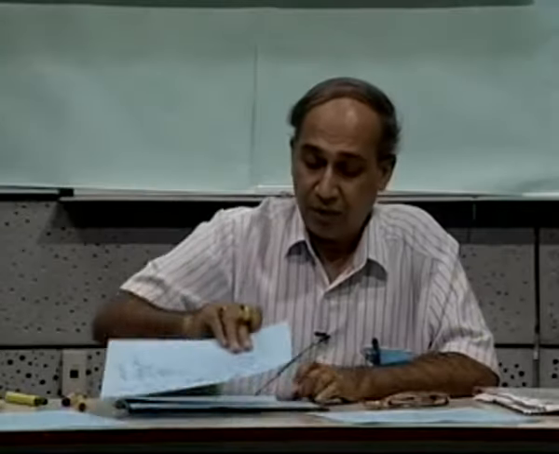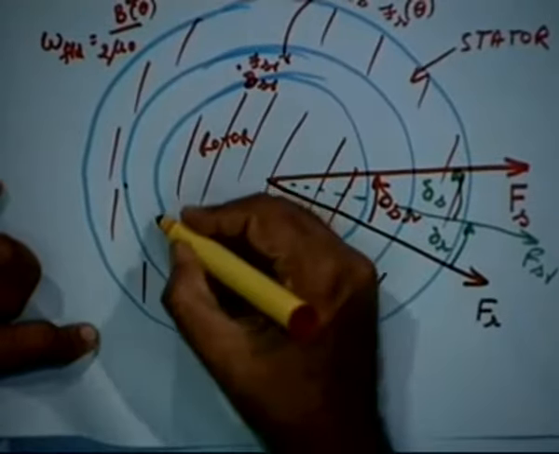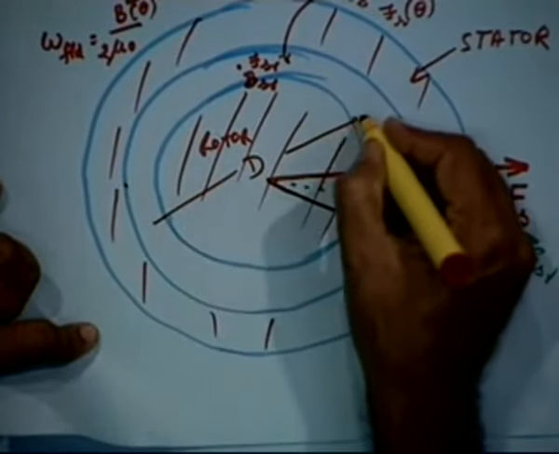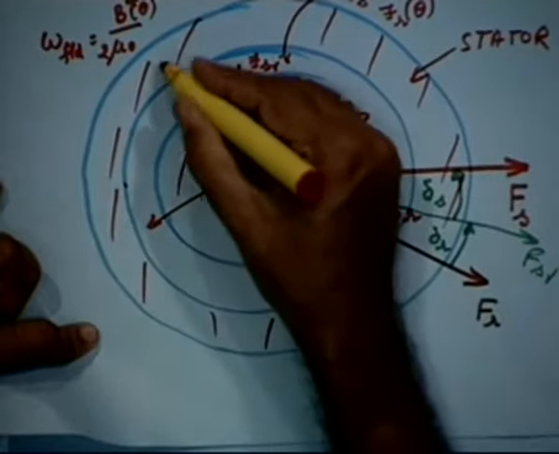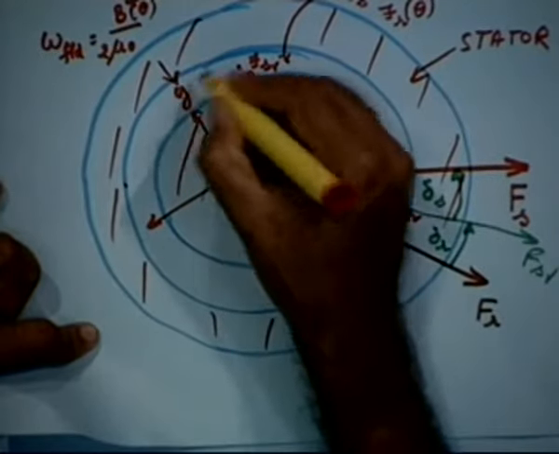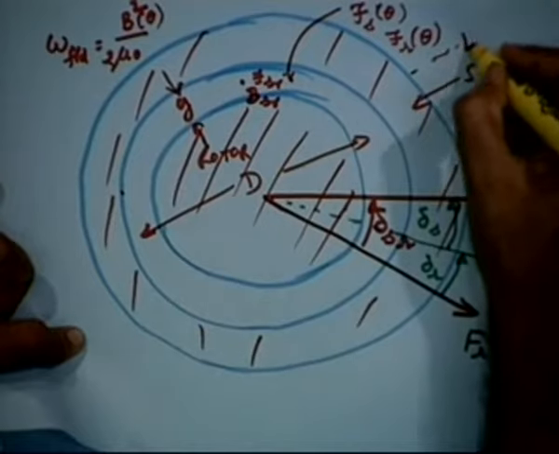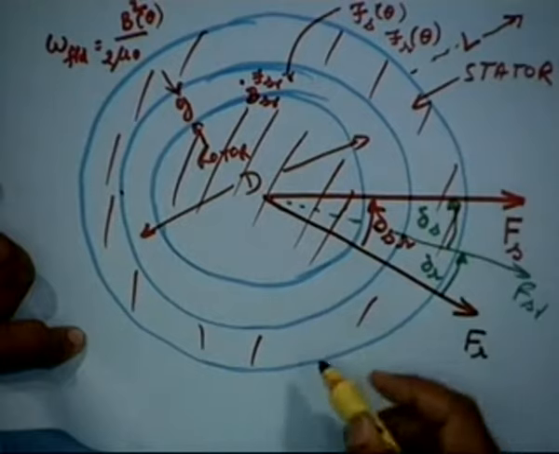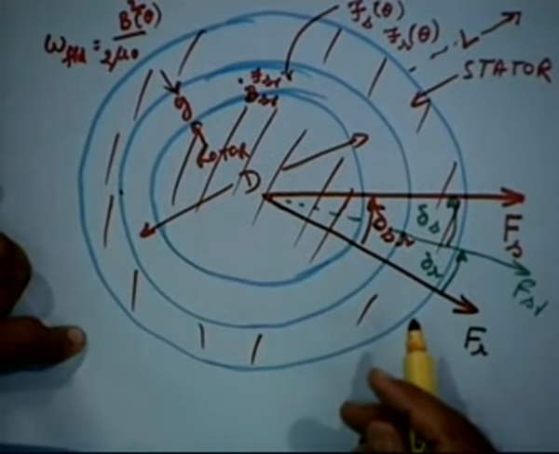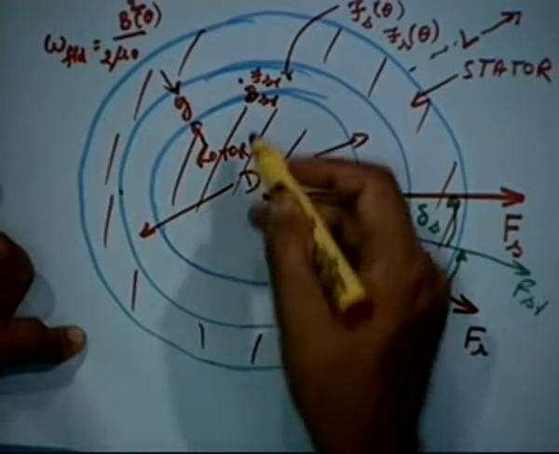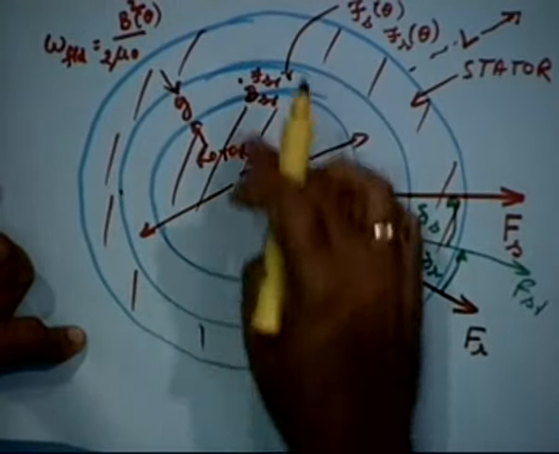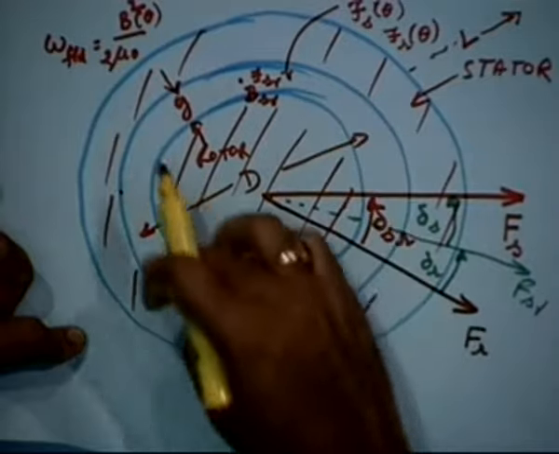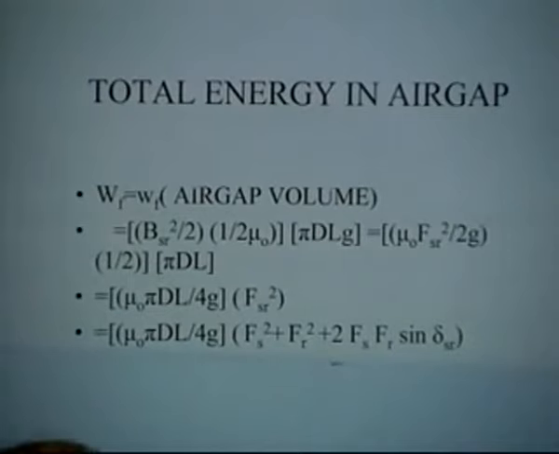That means if I go back here, this will be D mean and this will be g, and somewhere L will be perpendicular to the paper. That will extend the length of the machine. L is the length of the machine, D is the diameter at the air gap, and g is the length of the gap. So we know this is the volume. We are doing very simple geometrical things. Now we substitute that.